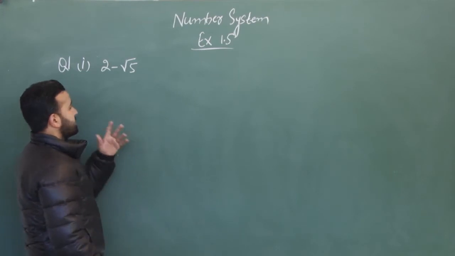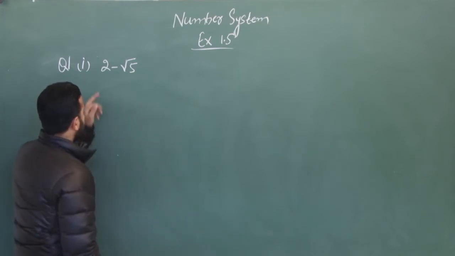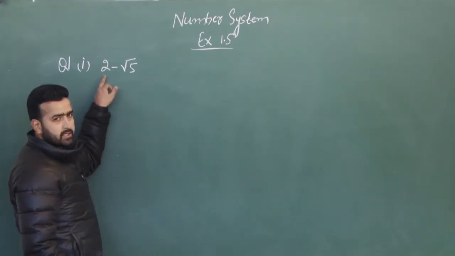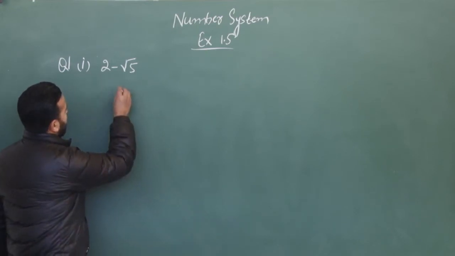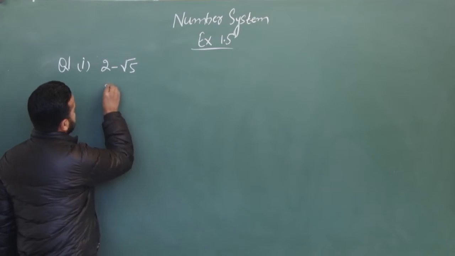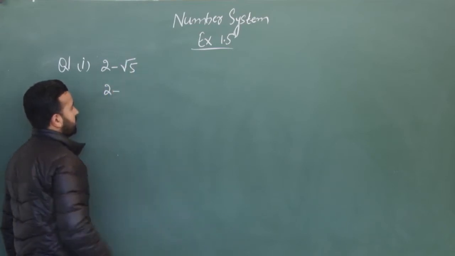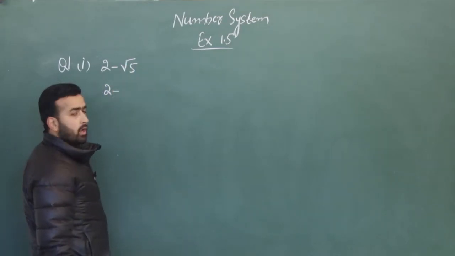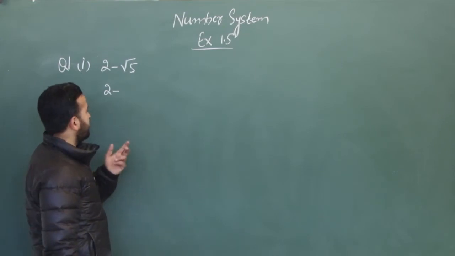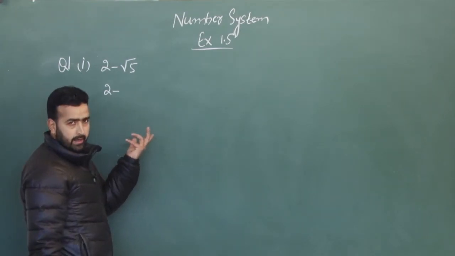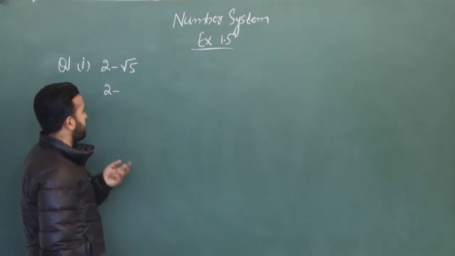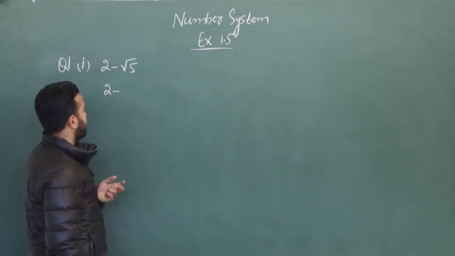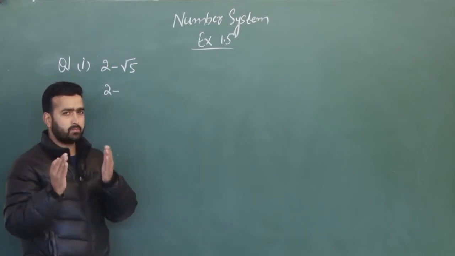As it is clear, this 2 is a rational number and it definitely has a terminating decimal expansion, and we have to subtract from it the number under root 5, that is in the radical form. It is an irrational number. There must not be any doubt about this. We have discussed it a number of times on the basis of the decimal expansion.